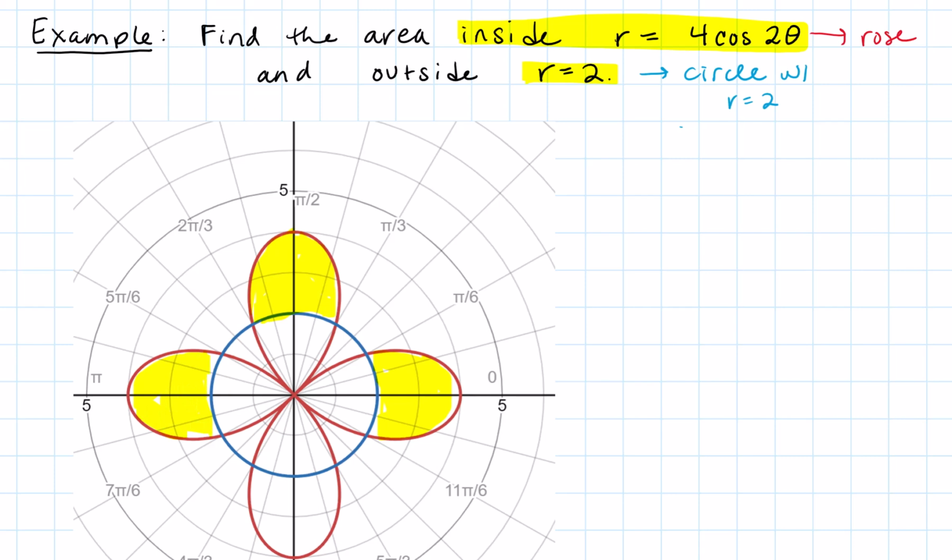We want to find all of that, and what we can find is the tip of a leaf being cut off by the circle. If we think of the rose as a flower and these being the leaves, then it's the tip of the leaf that's being cut off by the circle of radius 2. Let's just call this region 1. Obviously, there are 4 regions that are equivalent. So using the symmetry, the total area that we're looking for is 4 times the area of region 1.